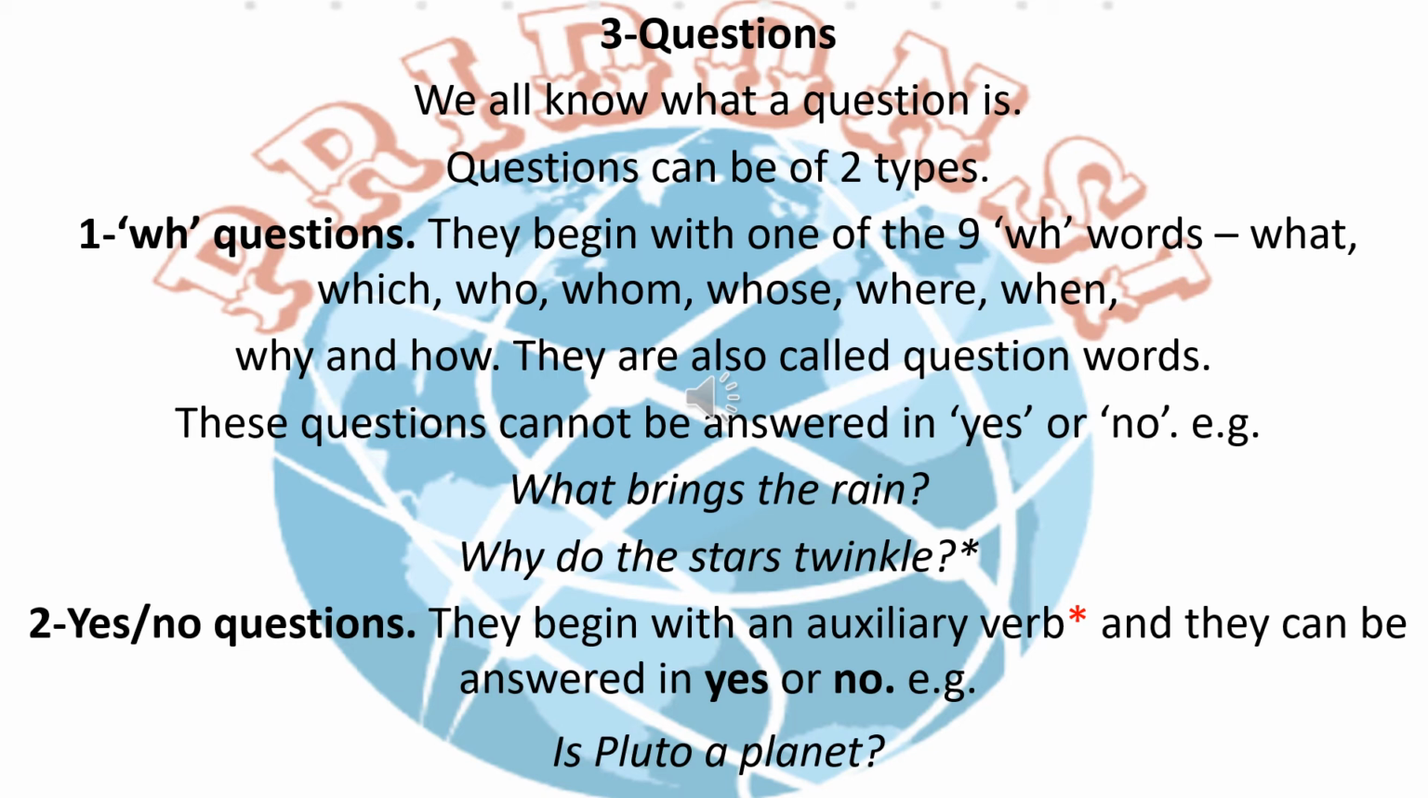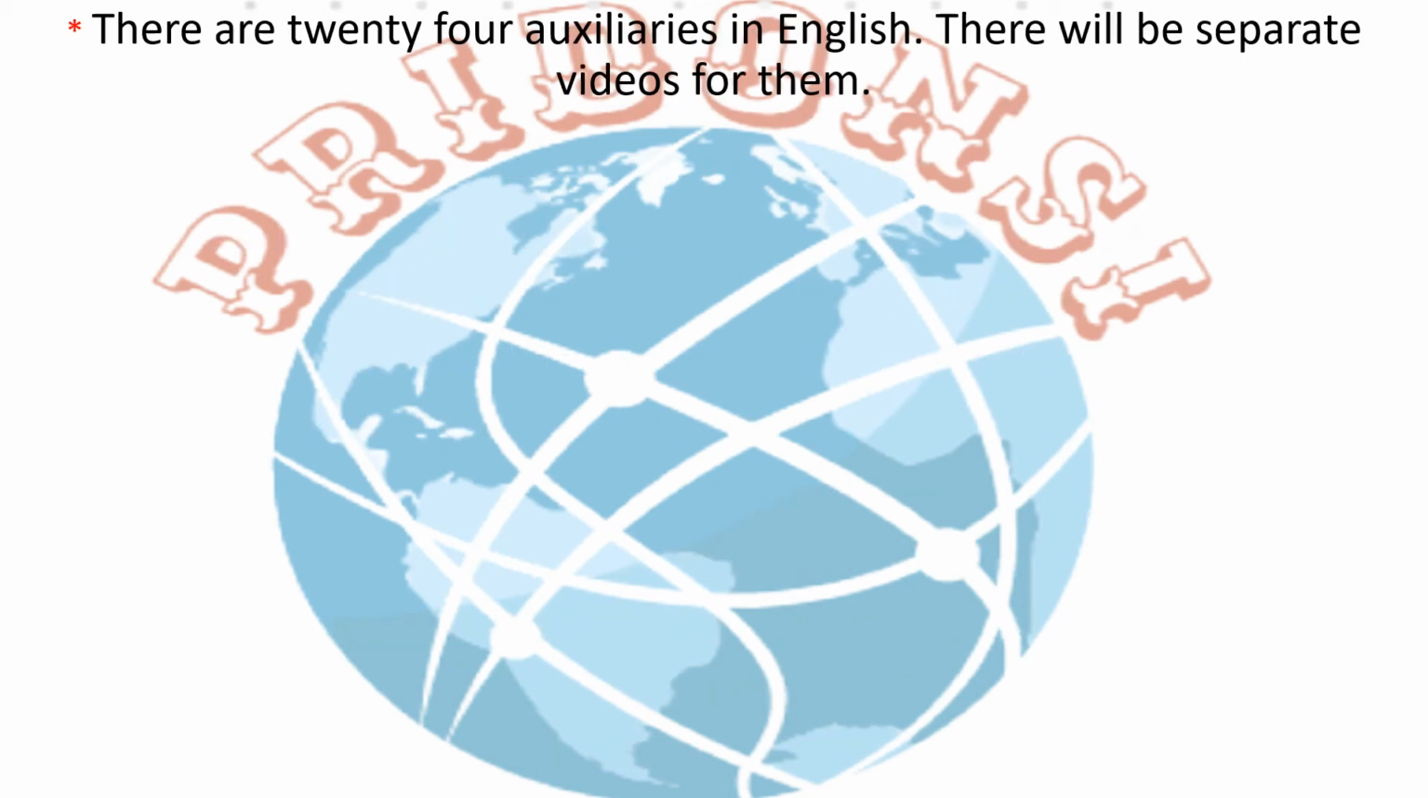Question words are followed by an auxiliary. When there is no auxiliary in the question, do, does, did are used. But when the question word itself is the subject of the verb, do, does, did are not used. There are 24 auxiliaries in English. There will be separate videos for them.